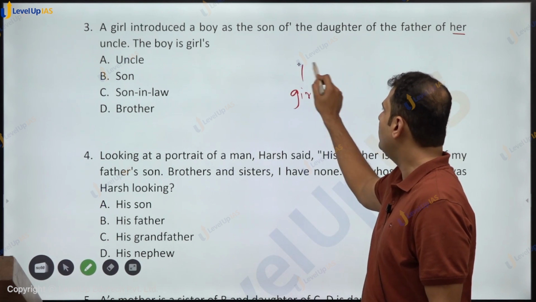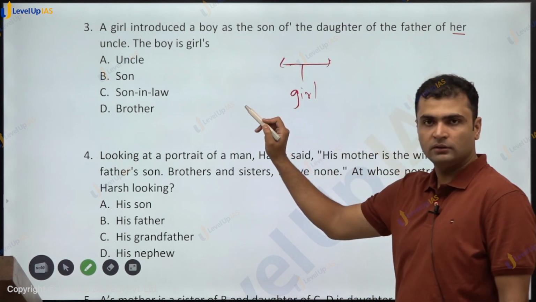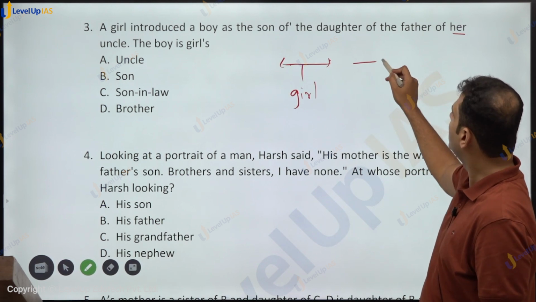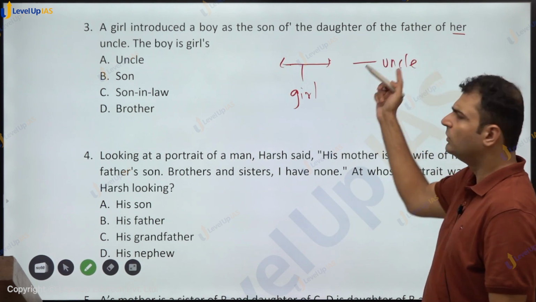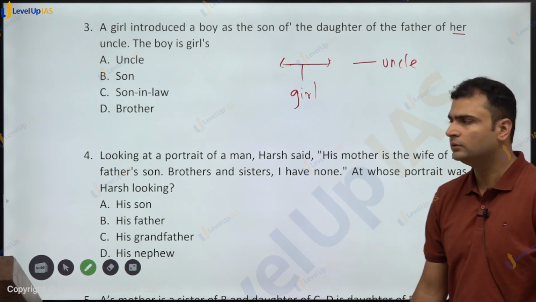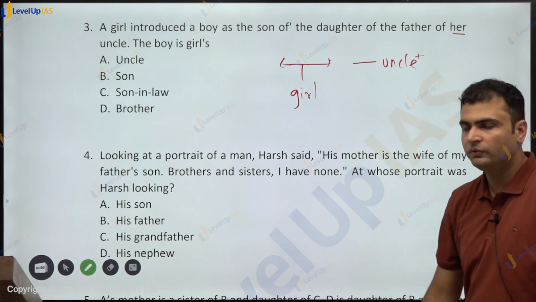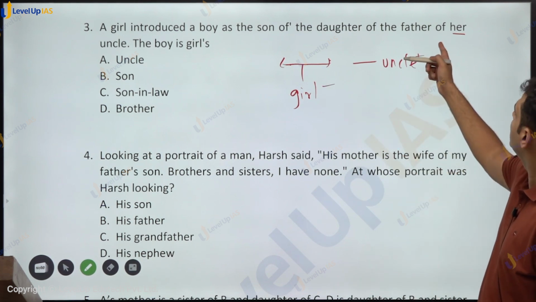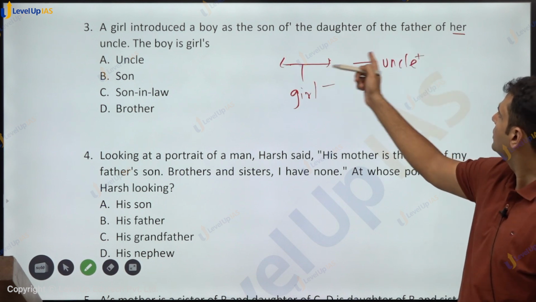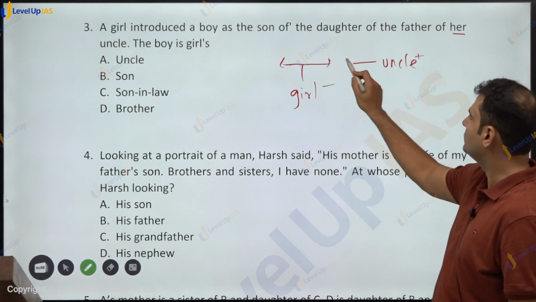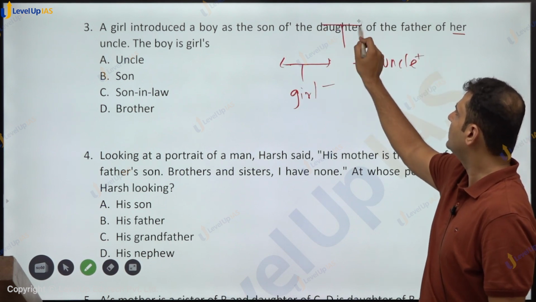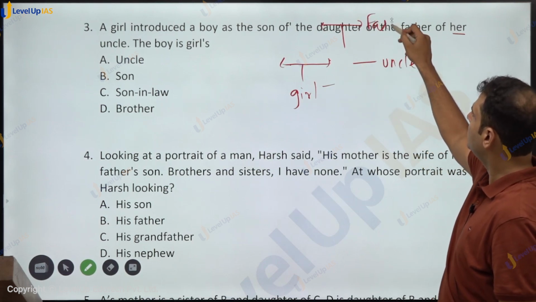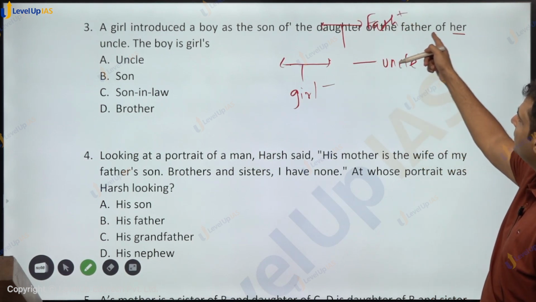So girl will have parents, mother or father. Her uncle will be this person, her mother's or father's brother. Uncle is a male. Girl is a female. She's here. She's talking about her uncle. Then father of the uncle will also be father of her parent.